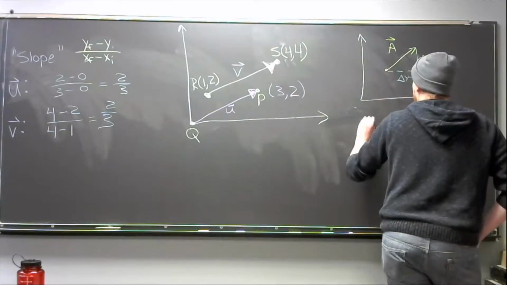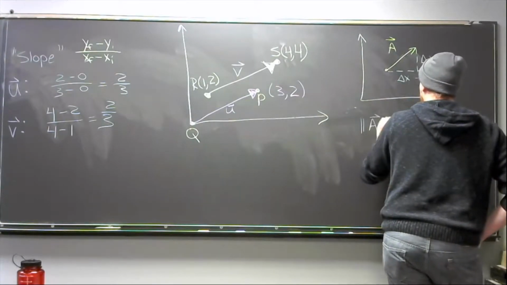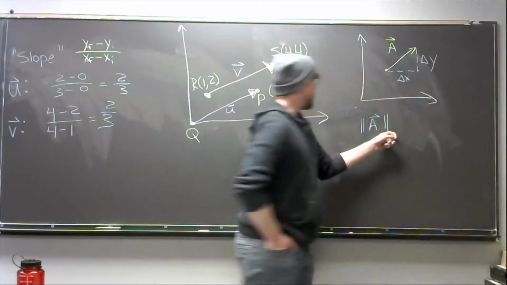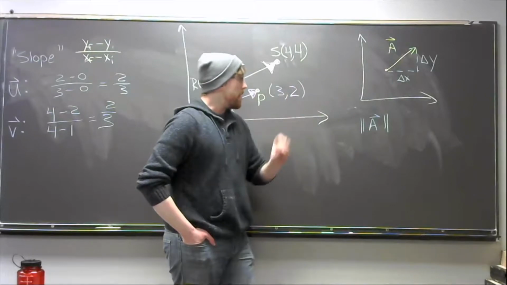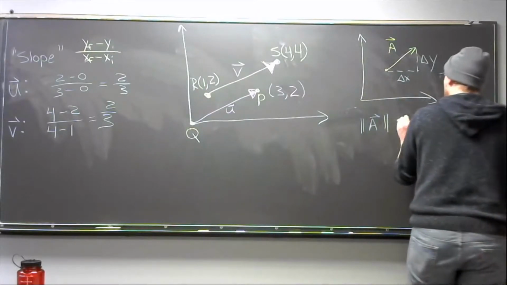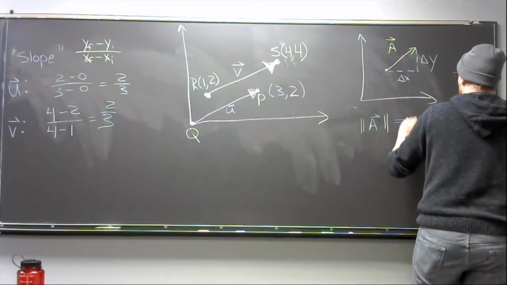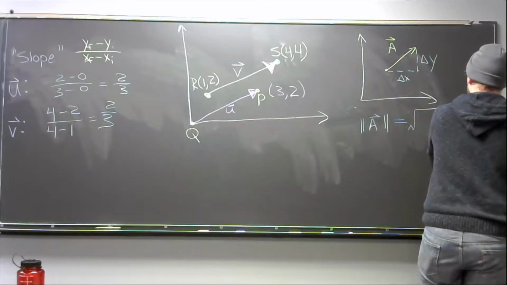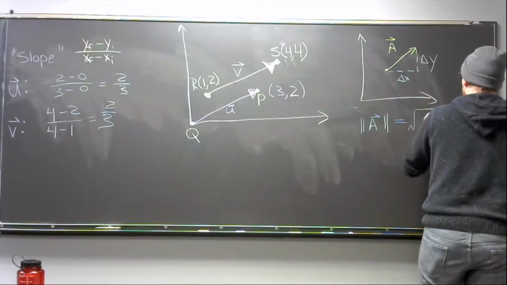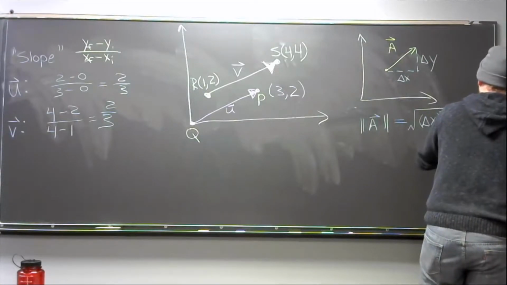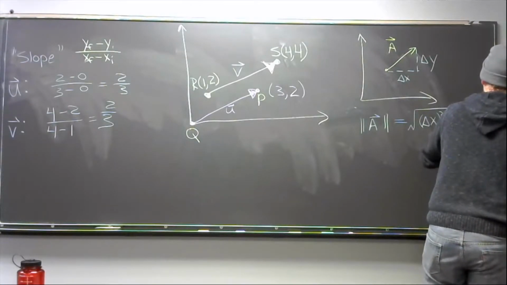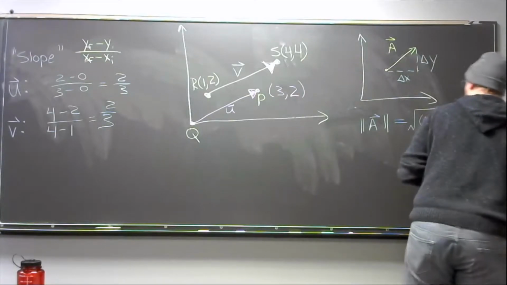We say that the length of A, and we use these double lines on either side of our vector, so the length of A is equal to the square root of the change in our x direction squared plus the change in our y direction squared.